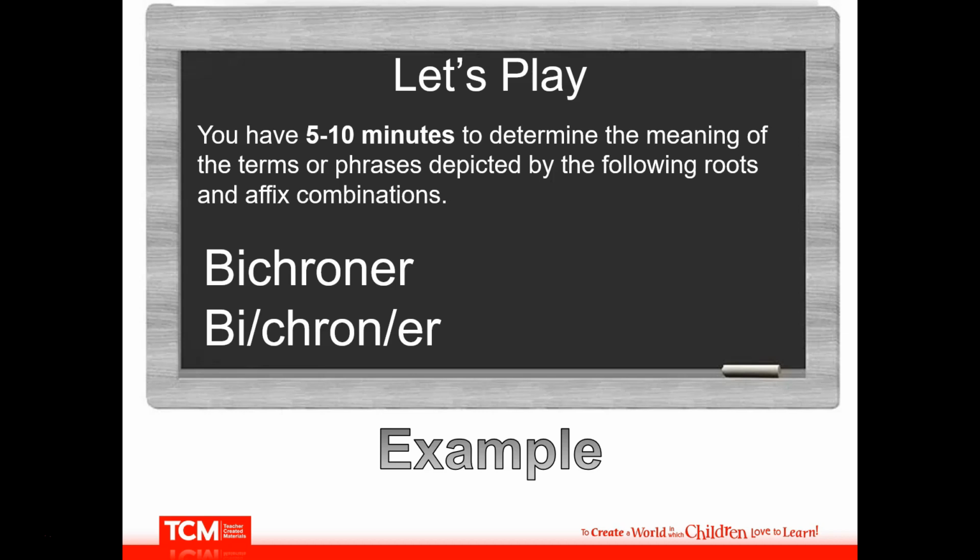And so because this is our example, let me go ahead and give you the meaning, and it means two-timer. And so if we look at our knowledge of word parts, we know that BI means two. We know that CHRON means time or order. And then when we add the suffix ER to CHRON, we get timer. And that gives us the phrase two-timer.